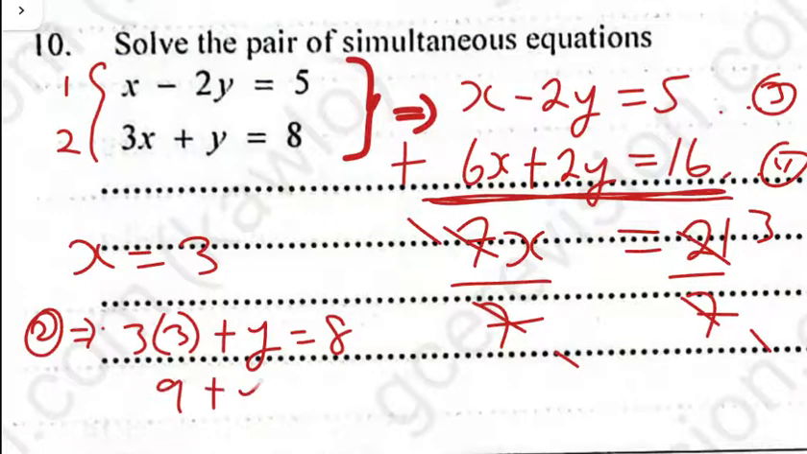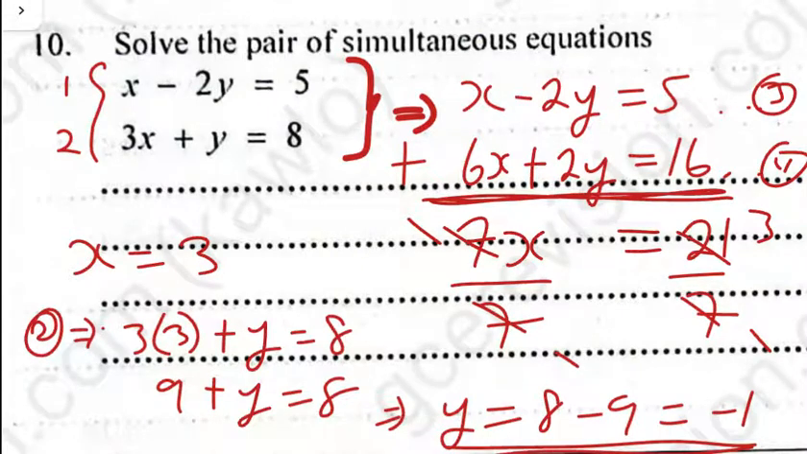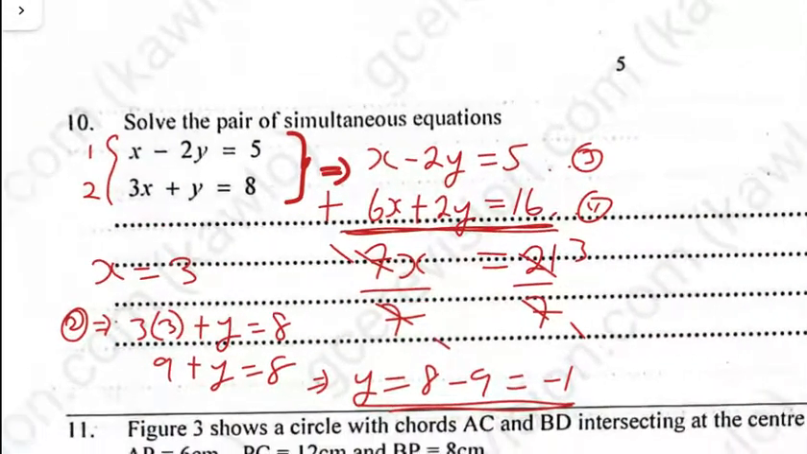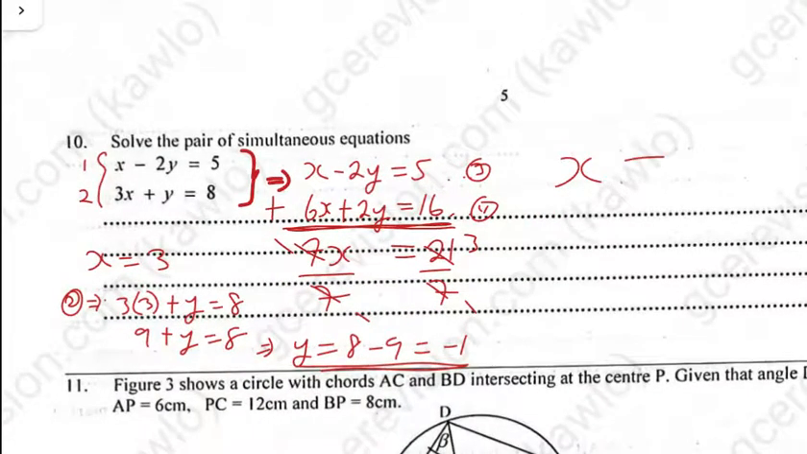So 9 plus y is equal to 8, implying that y is equal to 8 minus 9, which equals negative 1. So y equals negative 1. And you can always check your answer. Okay? So we have x equals 3 and y equals negative 1.